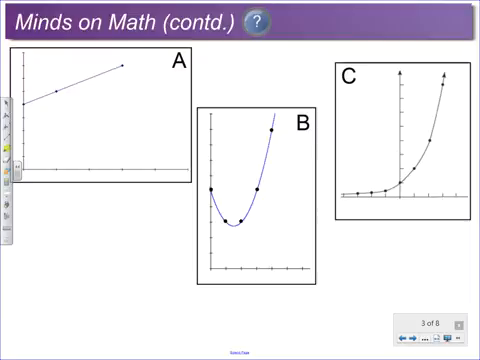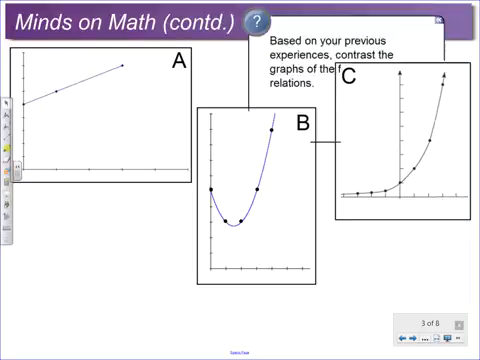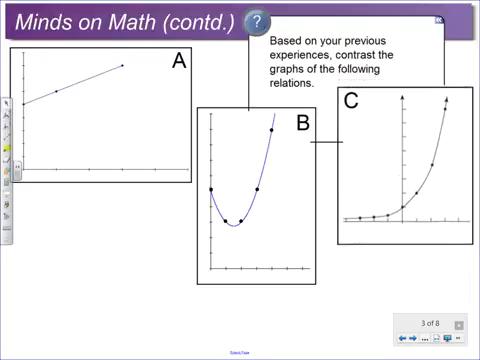And what I would like you to do now is, again, I'm going to have you pause the video, but I want you to think about the following. Okay, here's your prompt. So for those three graphs, I want you to think about the past, and I want you to contrast the graphs of those relations or relationships. And remember, to contrast means to both compare, which is discuss similarities, and also to talk about differences. Okay? So pause the video and jot a few ideas down.